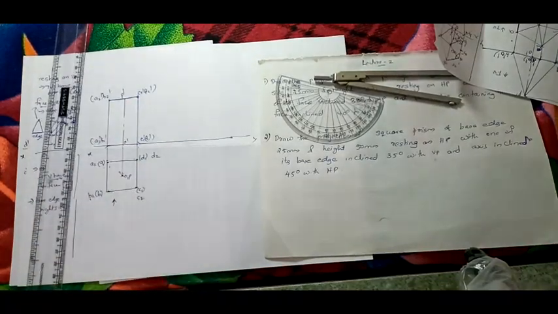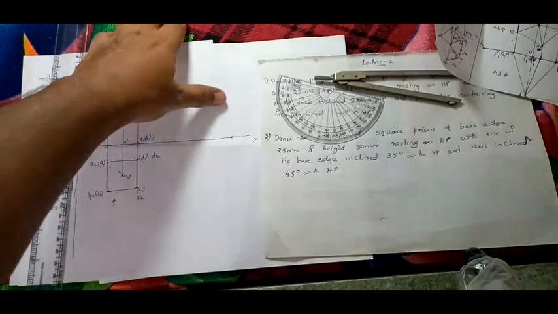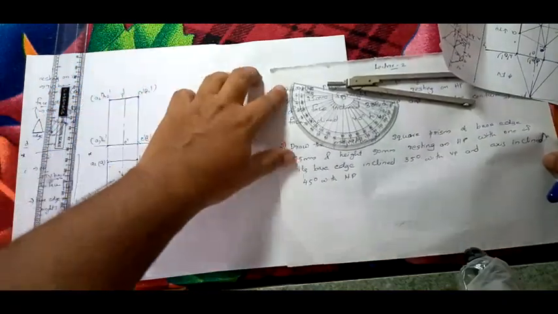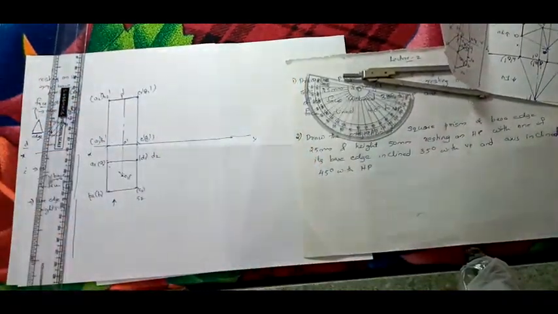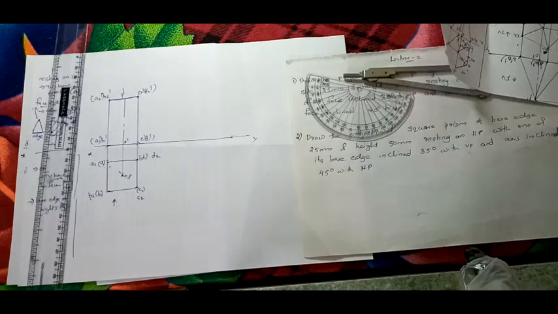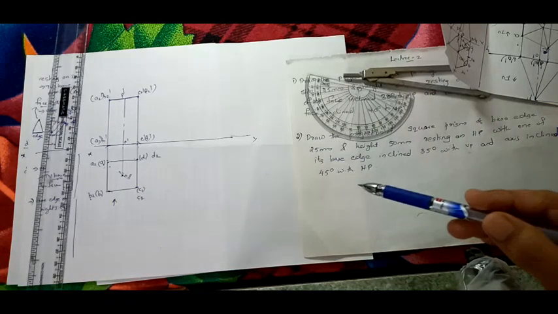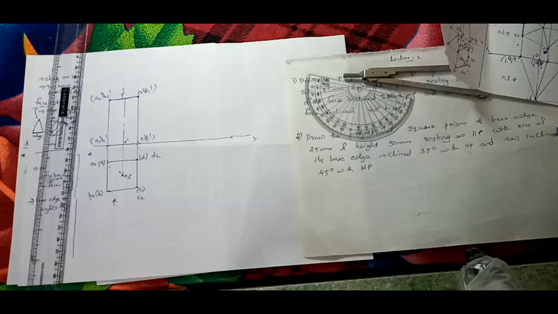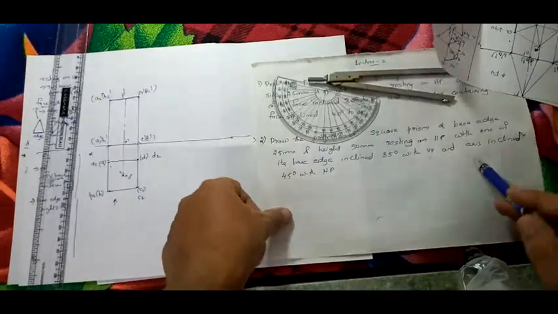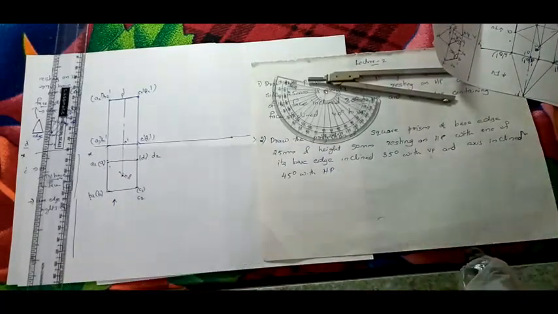So you understood, right? Now the next is we have to give the inclination. How to give the inclination? Now first we will start with inclination with HP. HP is 45 degrees. See, they have done axis inclined 45 degree with HP.